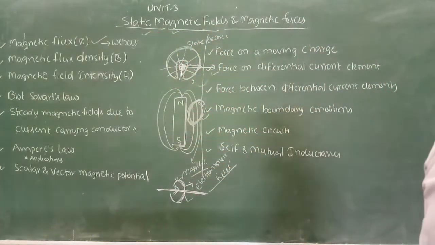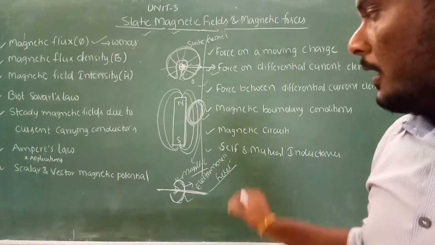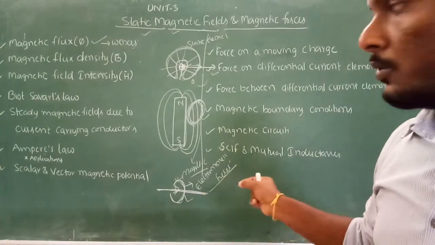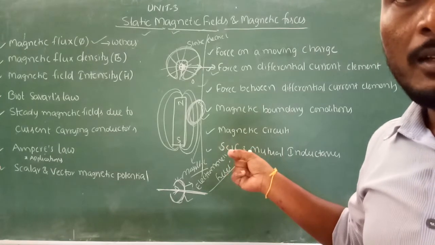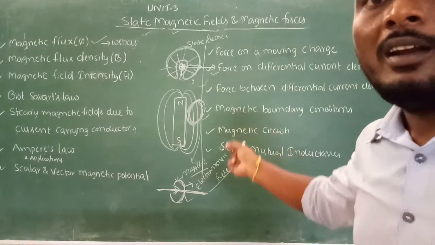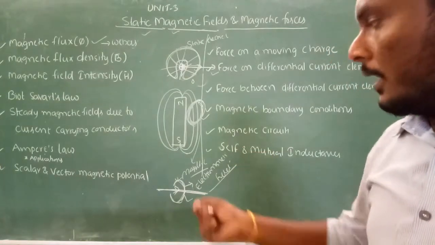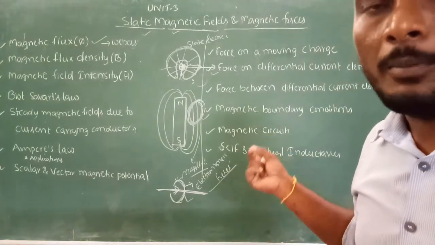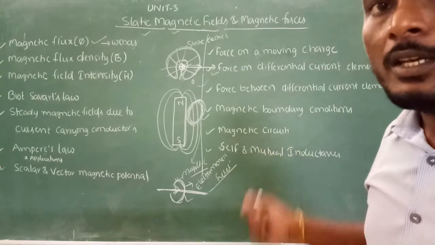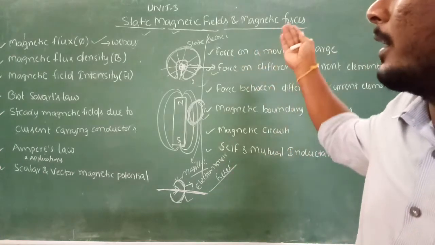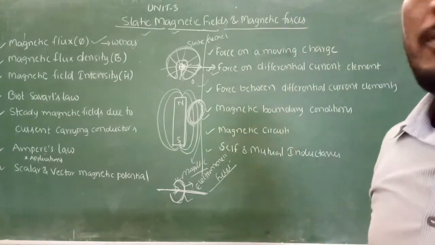I am repeating the definition. If the current passing through the conductor is DC or static or time invariant, the field produced by the conductor is also a static or time invariant or DC field. Such a field is called a static magnetic field or steady magnetic field.